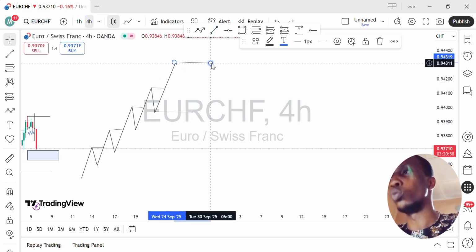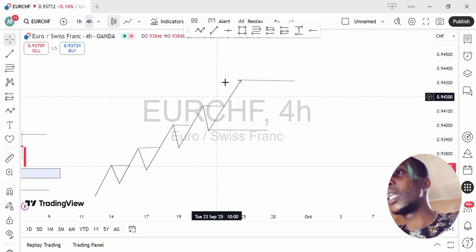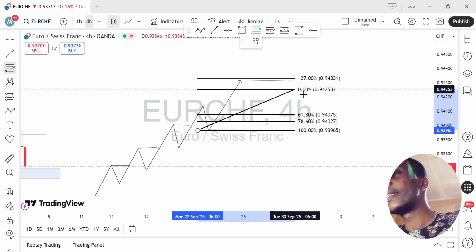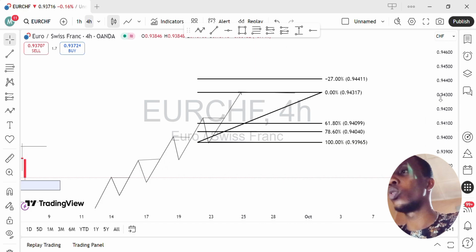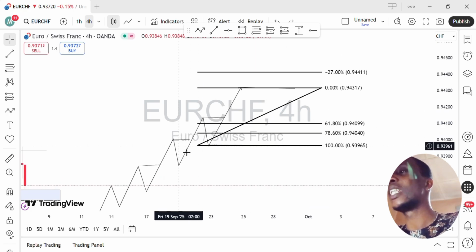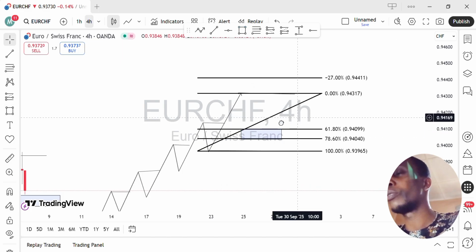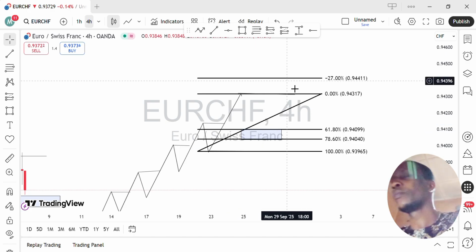Now what do I then do? I will bring out the Fibonacci, take it from this swing low to this swing high, drag it up from this swing low right here to this swing high, and this will now become my order block zone, where I expect price to come to tap in before taking a buy.